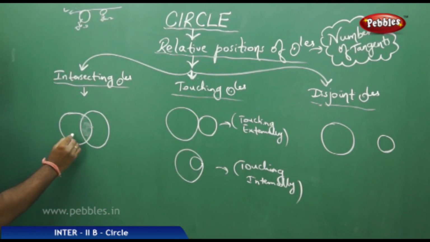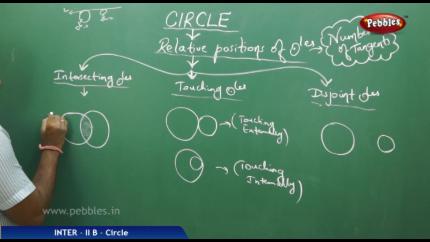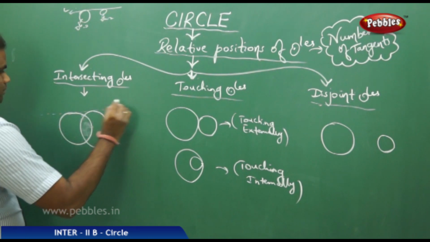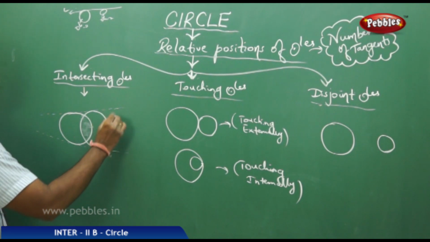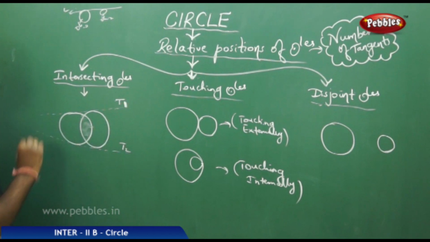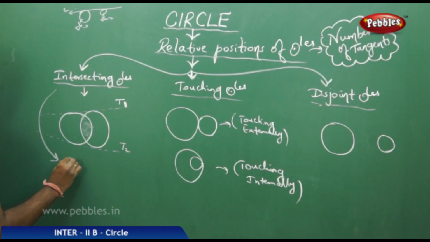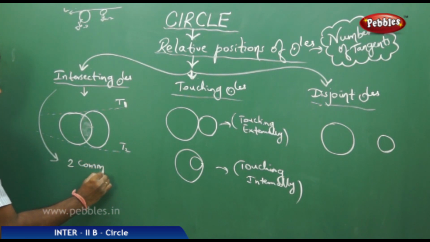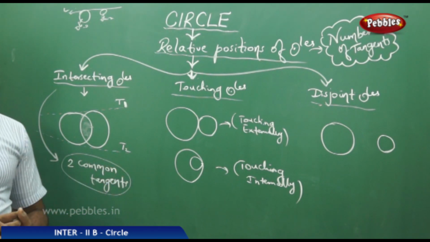Now, as I see for these two circles being intersecting circles in case 1, if I draw a tangent here, and if I can possibly draw another tangent out here. So two tangents can be drawn, common tangents can be drawn for intersecting circles. Therefore, for intersecting circles, I can draw two common tangents is how I understand for intersecting circles.